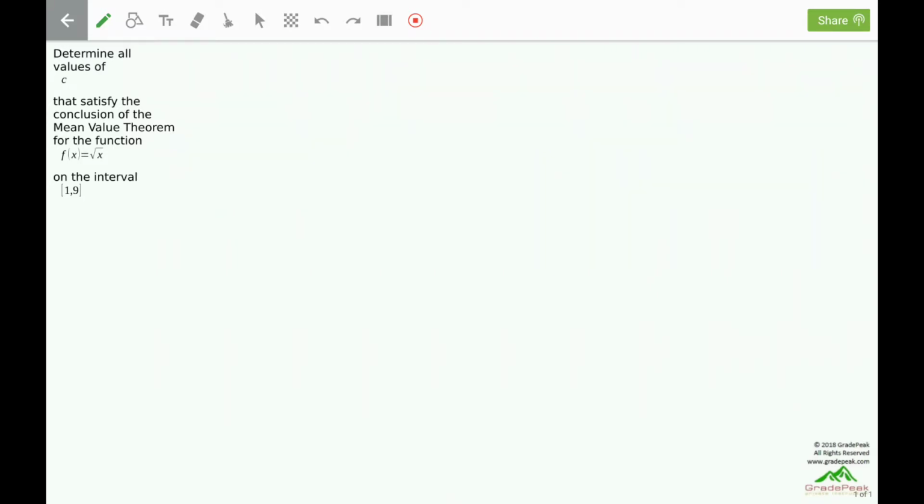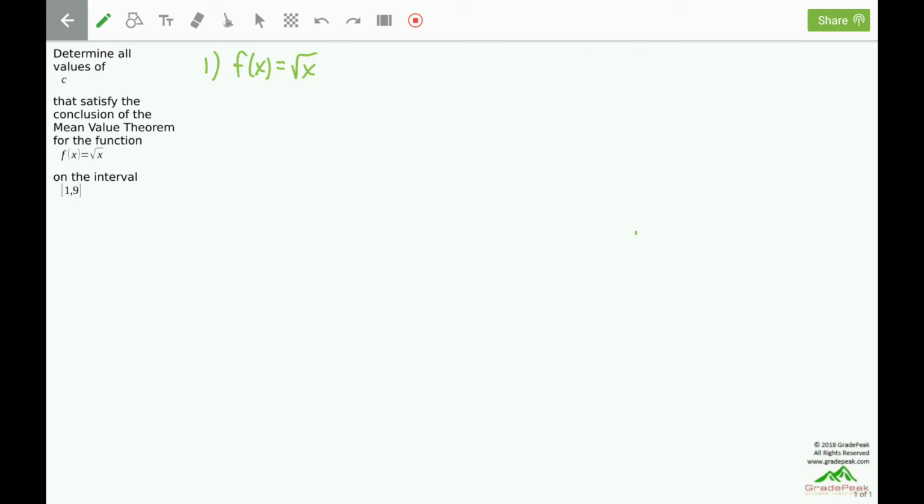Determine all values of c that satisfy the conclusion of the mean value theorem for the function f of x equals the square root of x on the interval 1 included to 9 included. The first thing to do is to determine whether the two conditions are met for the mean value theorem to apply. The first condition: the function f of x, which is the square root of x, needs to be continuous on the closed interval given.